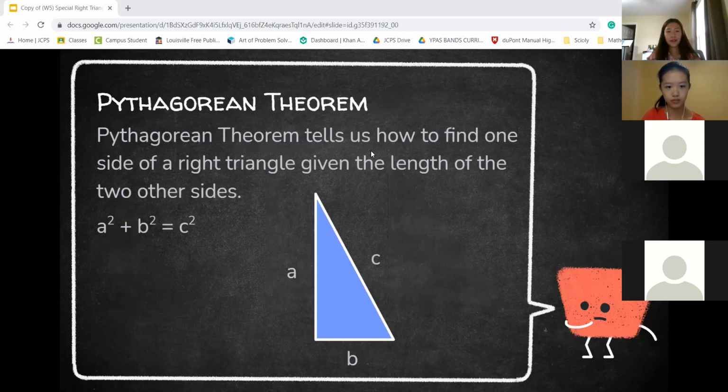And the Pythagorean theorem is just a squared plus b squared equals c squared, and it tells us how to find one side of a right triangle when we know the length of the two other sides. So a, b, and c are just side lengths, where c is the hypotenuse and a and b are the legs. So this is just their relationship.